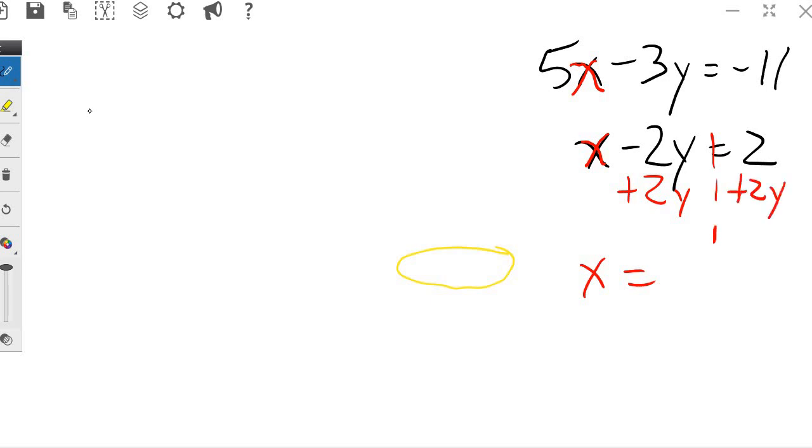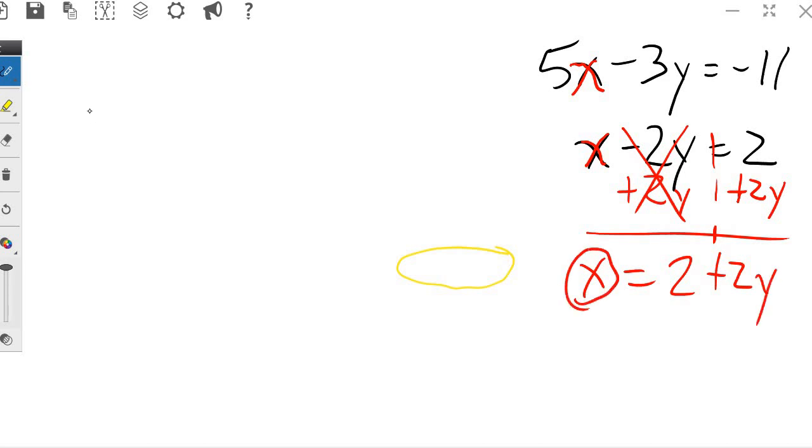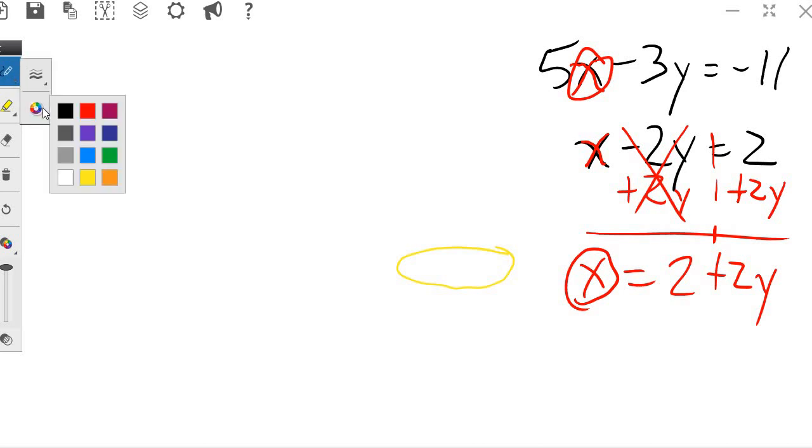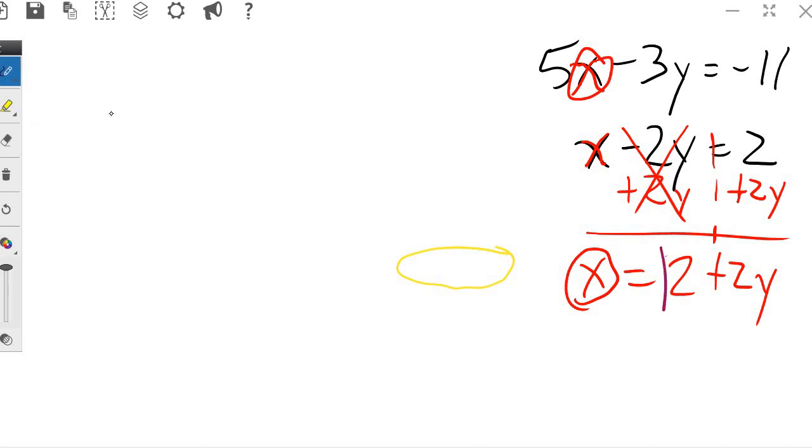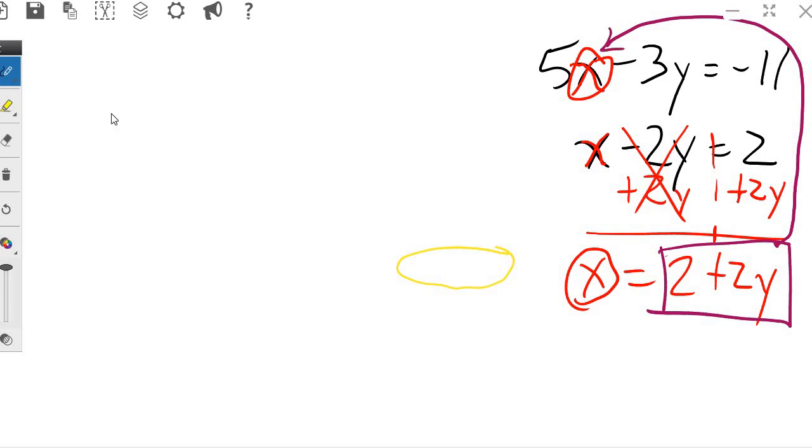What you do to one side, you do to the other, right? Opposites cancel out, right? So now we know this x is equal to 2 plus 2y. So now we know what x is. We're going to take what we found x to be, x is 2 plus 2y, and substitute or replace this x with 2 plus 2y.